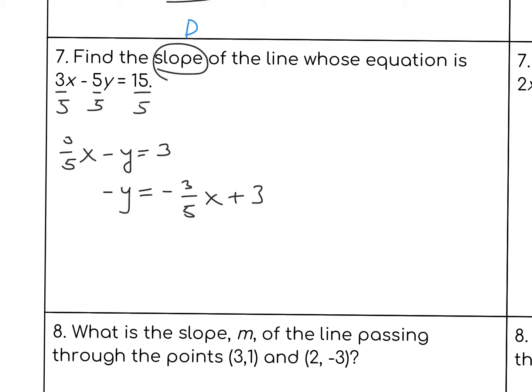So notice I'm just moving things around, okay? Then I have to get rid of that negative sign by dividing everything by negative 1. So that means y now equals a positive 3/5 x minus 3. So what did I do by dividing by negative 1? I basically just flipped the sign of everything that I have. So here, this is my slope.